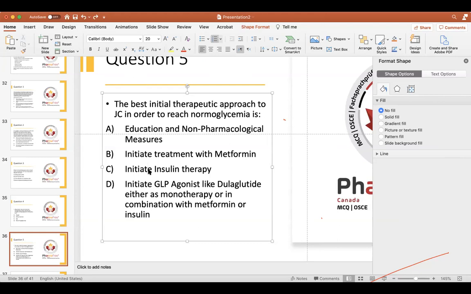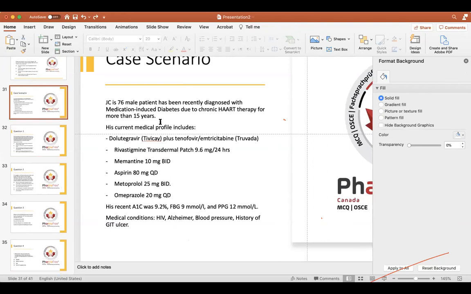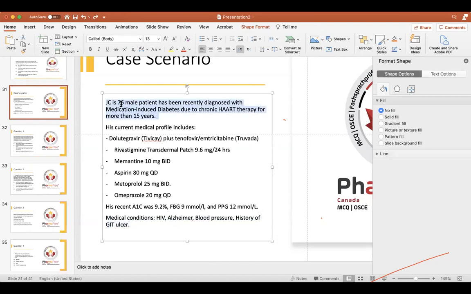Can you rationalize it? What's his target? His target is up to 8.5. Correct. This guy's target is not 7. Why is it not 7? Because he got dementia. He's an Alzheimer patient and he's elderly. Correct. So we cannot set the target at 7.